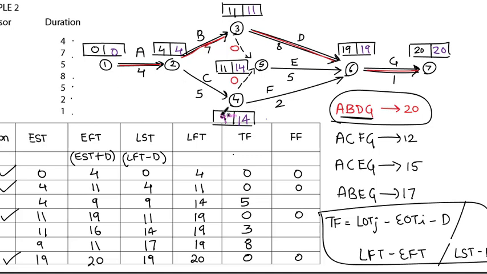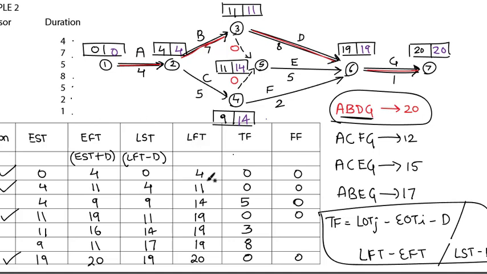Now for C, the free float value is EOTJ, that is 9, minus EOTI, that is 4, minus duration, that is 5. So 9 minus 4 minus 5 is 0. See, now the free float value for C, which is a non-critical activity, is 0. I'll explain it later. It's a very interesting concept.